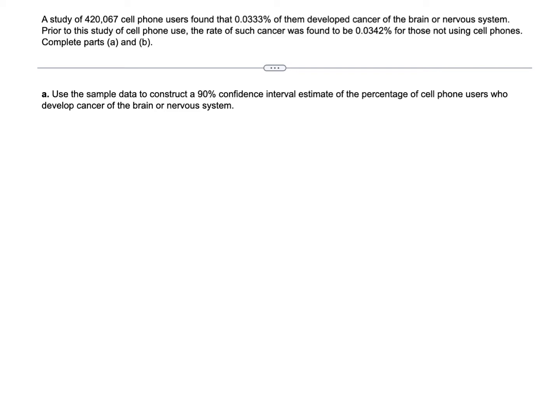Let's take a look at a question where we're asked to build a 90% confidence interval to estimate an unknown population proportion, and that proportion happens to be the percentage of cell phone users who develop cancer of the brain or the nervous system. So this question is asking us to estimate an unknown population proportion, which is what we call P. P here is unknown, and again, P represents the percentage of cell phone users who develop cancer of the brain or the nervous system.